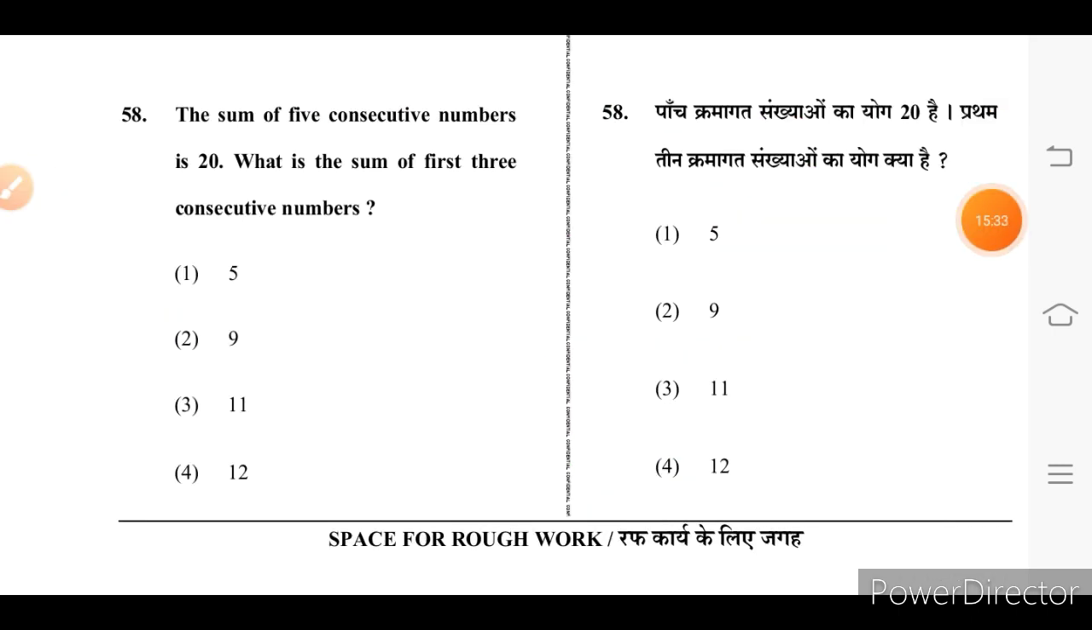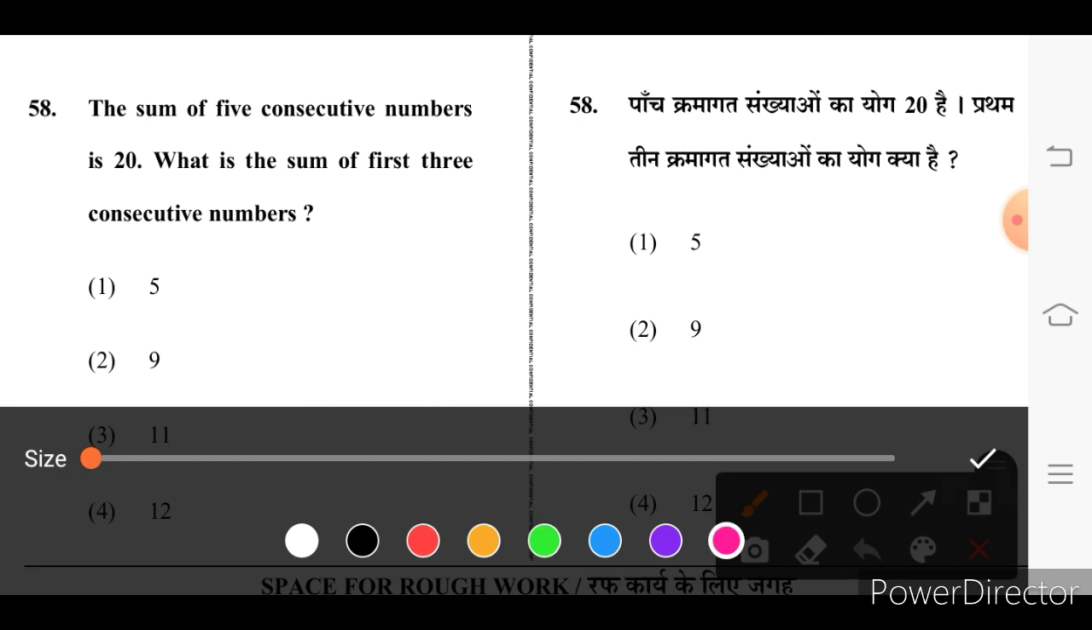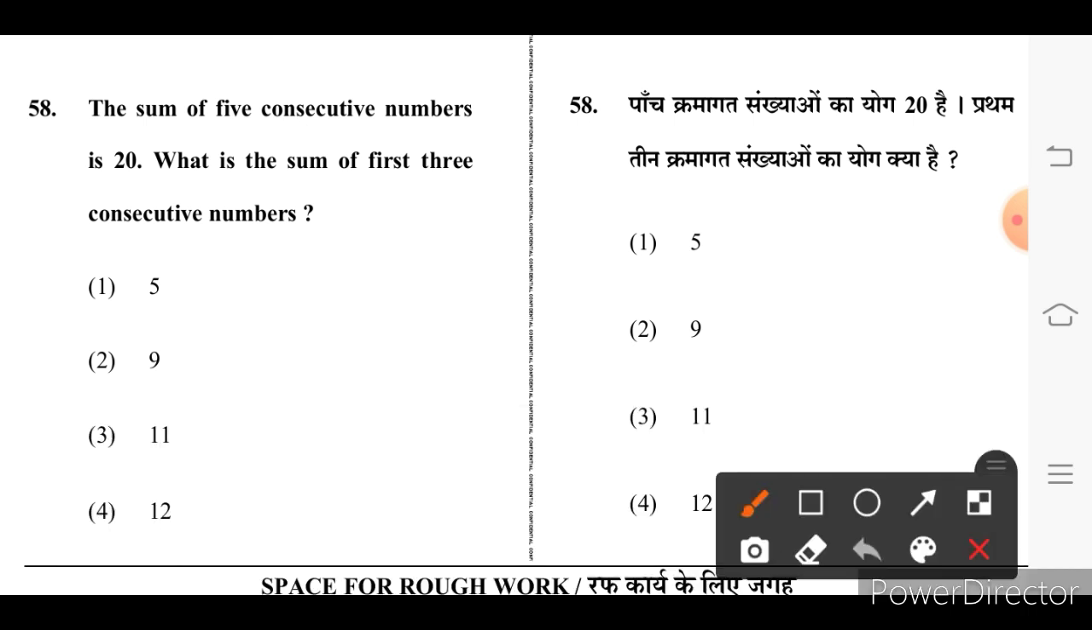Next question: the sum of 5 consecutive numbers is 20. What is the sum of the first 3 consecutive numbers? Consecutive numbers are numbers whose difference is 1, that means 1, 2, 3, 4. These are all consecutive numbers. The difference between 1 and 2 is 1, and between 2 and 3 is 1, and between 3 and 4 is 1. So these are called consecutive numbers.